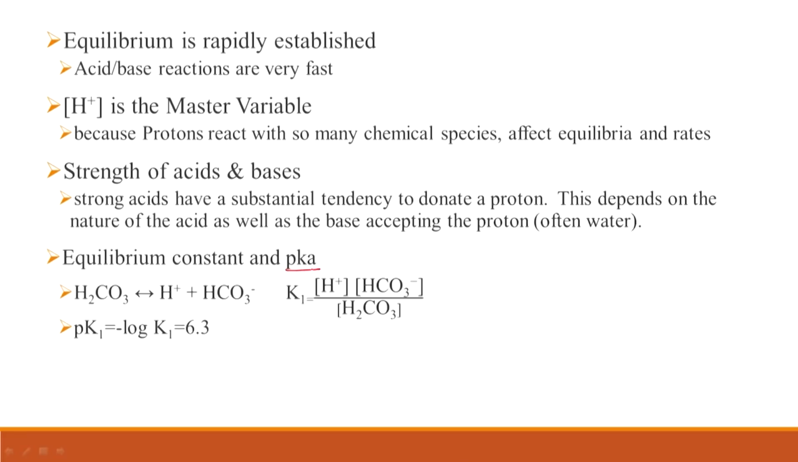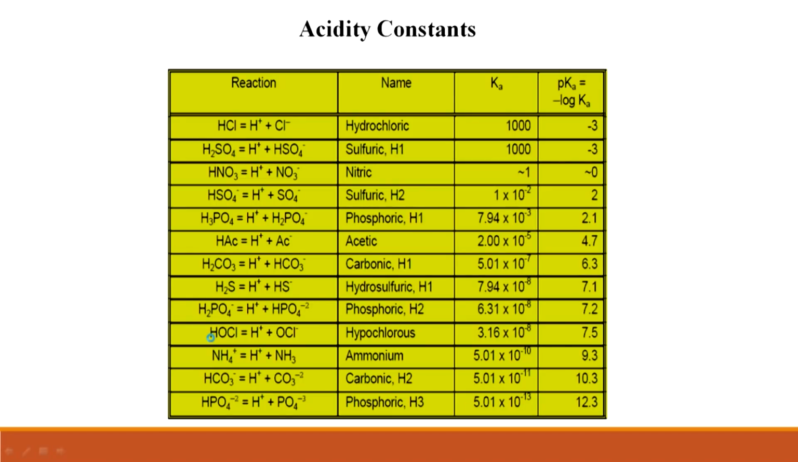In that context, we obviously need to understand what is going to happen when an acid releases a proton, or when the acid is going to release a proton. I believe we were looking at the acid dissociation constant pKa, where pKa equals minus log K1. For carbonic acid dissociating into H plus and HCO3 minus, we have that to be 6.3, right.